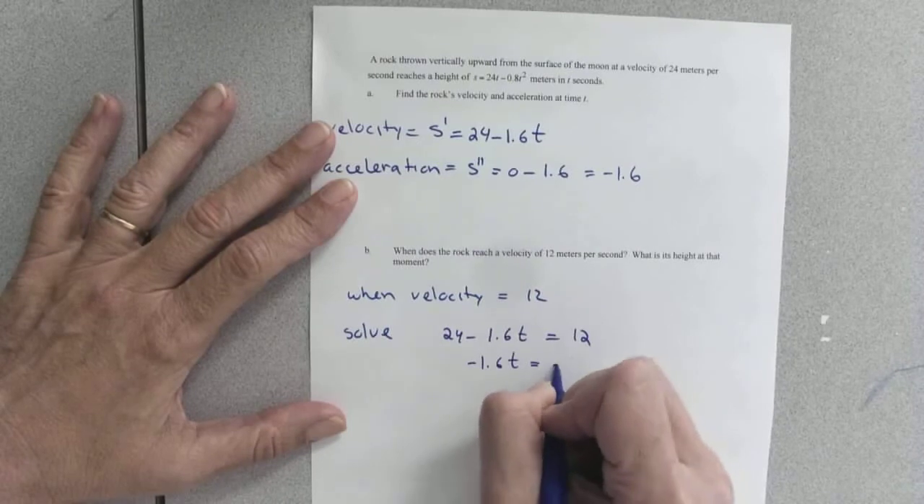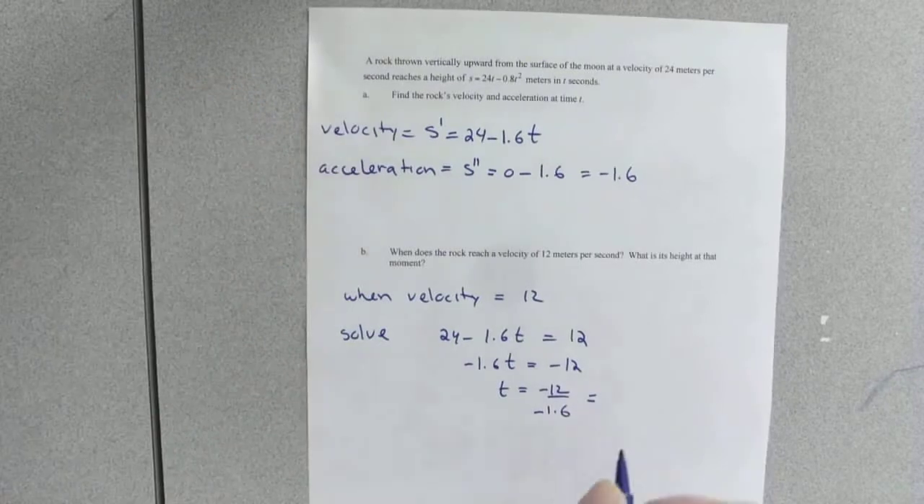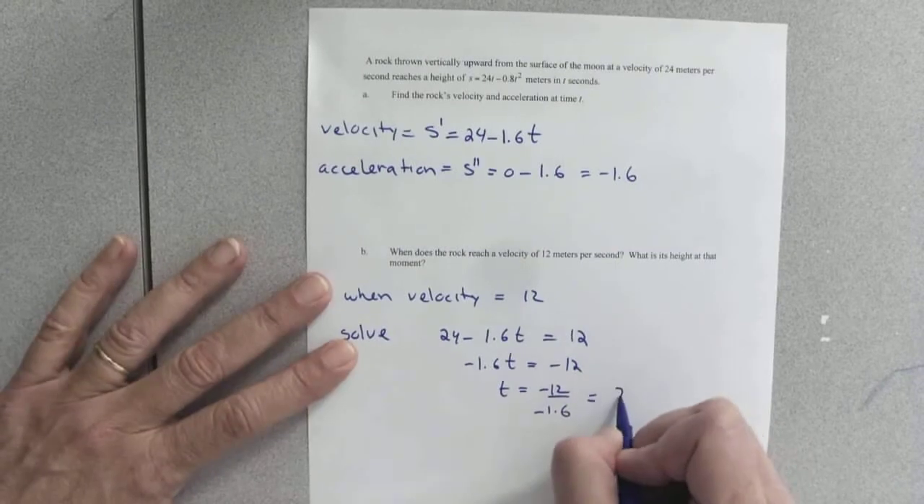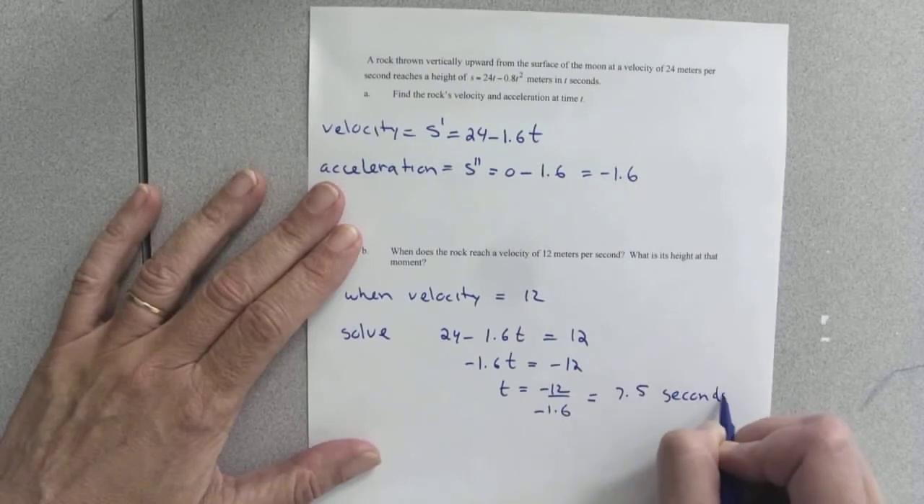So negative 1.6t equals negative 12. t equals negative 12 divided by negative 1.6. And we ask the calculator what that is. 12 divided by 1.6 is 7.5. Now, generally, I tell you not to give me decimals unless I give you decimals, but I gave you a decimal, 0.8, so you can answer in decimals. So the velocity is 12 meters per second at 7.5 seconds.